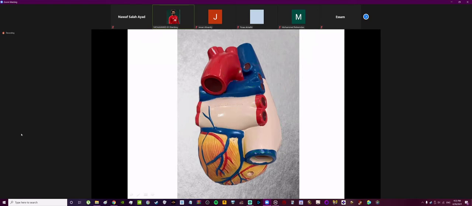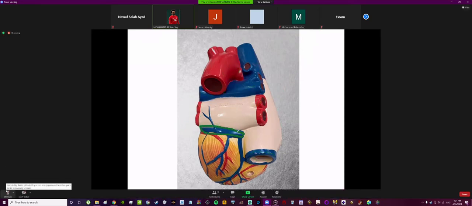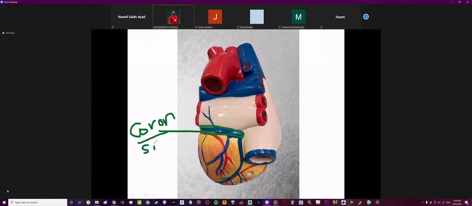But here, you have to identify the biggest vein between the left atrium and the left ventricle. This vein will be the coronary sinus. Please don't forget, the coronary sinus appears only from the back. The coronary sinus will be very clear from the back of the heart. This is the back of the heart.